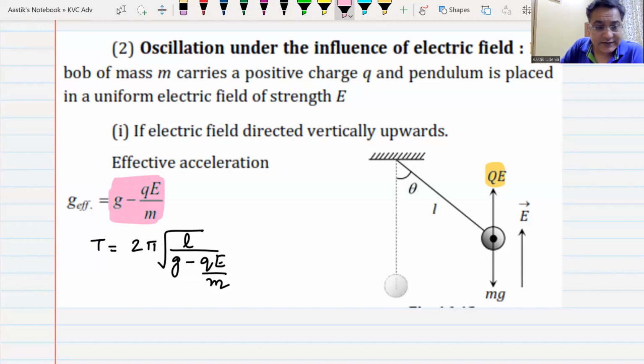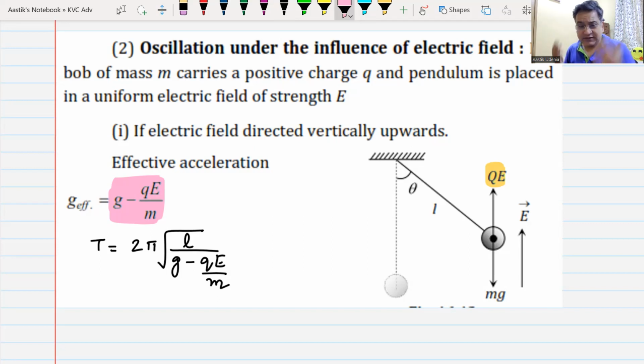So in this case, my dear friends, your effective value of G will become G minus QE by M, and therefore your answer will become 2 pi root L upon G minus QE by M. Everyone understands this, yes or no? Yes, sir. If your electric field would have been going downwards, then what would have happened?